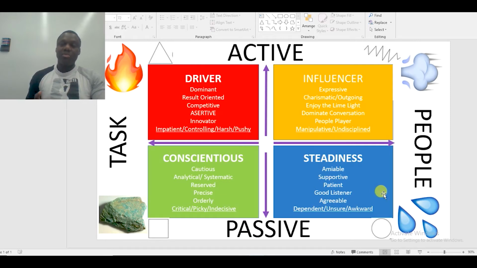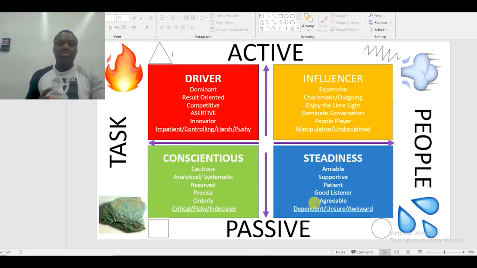And these type of people, the best way to describe them would be the water sign. They like to take the shape of the container that they're in. So if they're talking to someone, they might match their level of energy. They're very supportive, friendly, amiable, patient, and very good listeners. So these are the water type. They're also very agreeable.